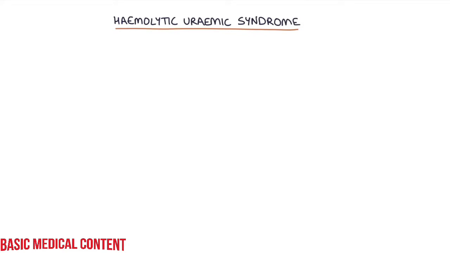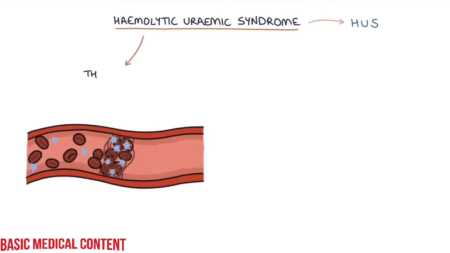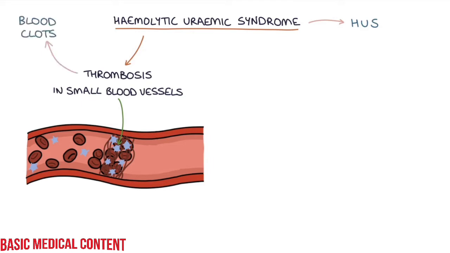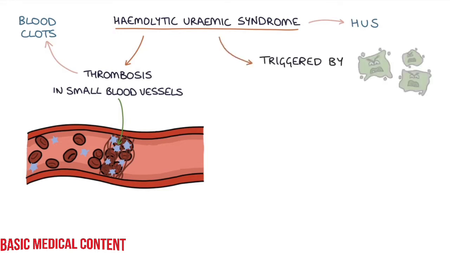In this video, I'm going to be talking to you about hemolytic uremic syndrome. Hemolytic uremic syndrome, also known as HUS, occurs when there's thrombosis in the small blood vessels throughout the body. Remember, thrombosis is blood clots. So this is where little blood clots occur within the small blood vessels throughout the body. This is usually triggered by a bacterial toxin called the Shiga toxin.